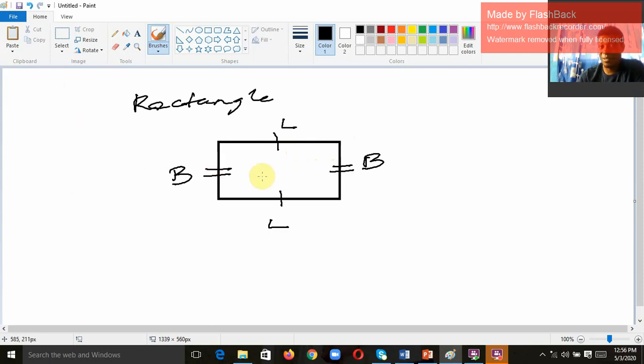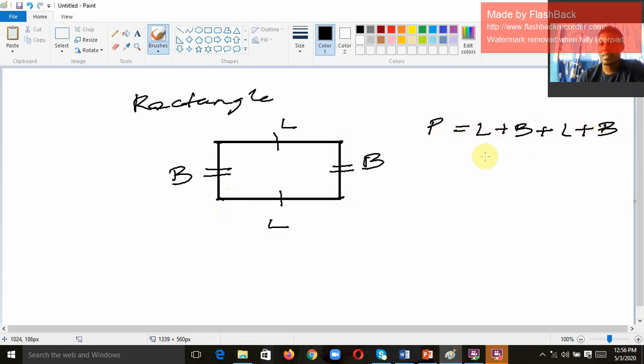It has 4 sides and 4 vertices. This is a vertex. This is another vertex. This is another vertex. How many? That's 3 now. This is another vertex. So 4. Let's look at the perimeter. Remember that perimeter is the total distance around the shape. So that's L plus B plus L, then plus B.